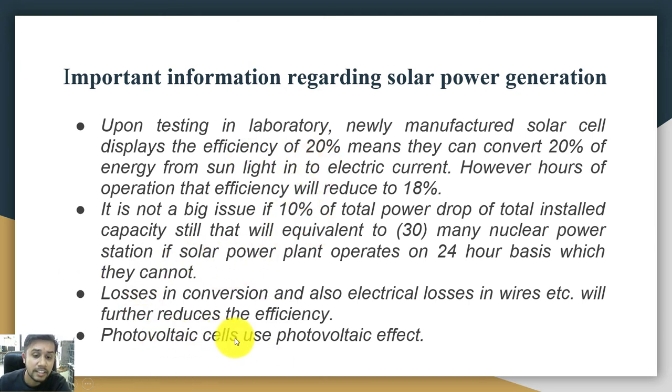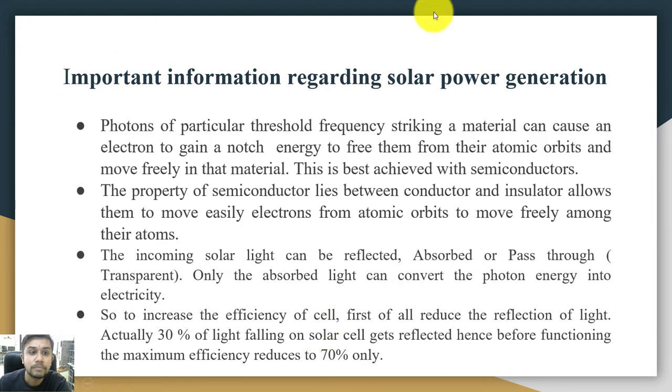See, these photovoltaic cells use the photovoltaic effect. In this, a photon of a particular threshold frequency striking a material can cause an electron to gain a notch of energy to free itself from its atomic orbit and move freely in that material. This is best achieved with semiconducting materials. The semiconductor property is between that of a metallic conductor and an insulator, which allows electrons to move easily from atomic orbits and move freely among the atomic structure.